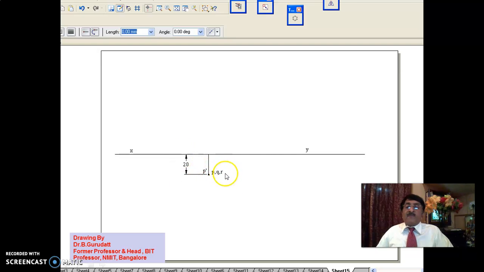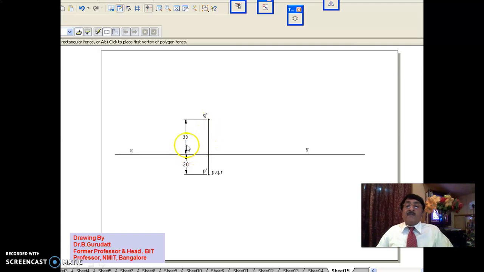This problem refers to the first and fourth quadrants only, because one point is below the other, below the XY line. The point P is on HP, and point Q is 35 mm above HP. That is, if this is VP and HP, this is the first quadrant, and point Q is 35 mm above HP. Then point R is on HP, so R dash will be on the XY line.